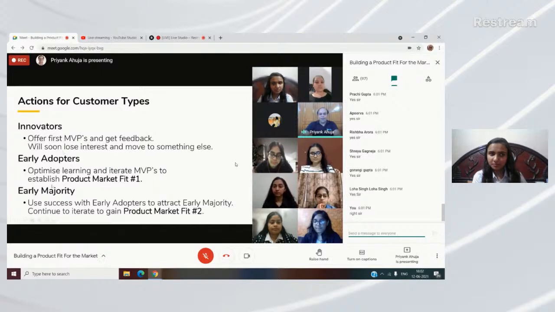So you need to offer the MVP and get feedback from the innovators. Based upon this feedback, the early adopters learn what the mistakes with the MVP were, and you redesign to create product market fit. And based upon their feedback, you need to reiterate the same and create your product market fit. So your feedback will depend upon the previous set of things. If you apply this strategy, your product will always be market fit. Clear?